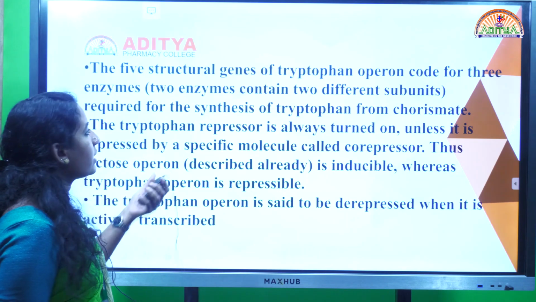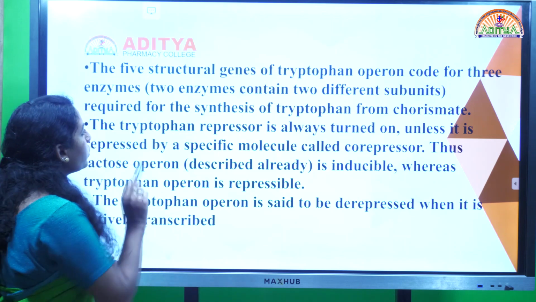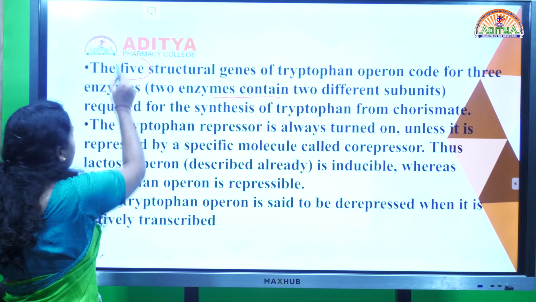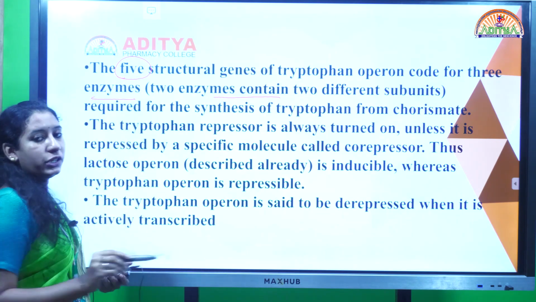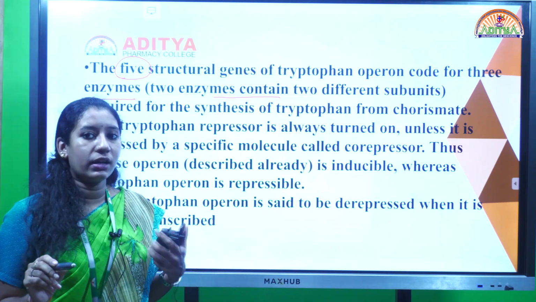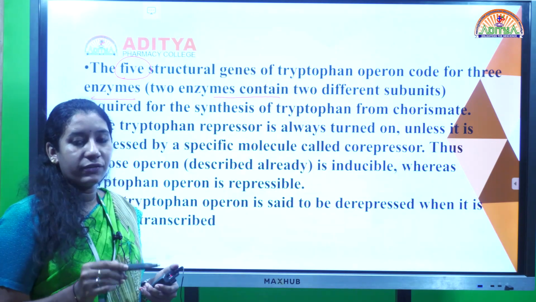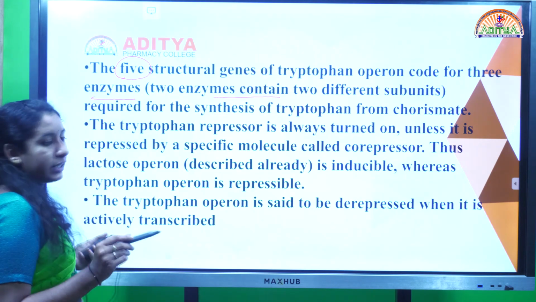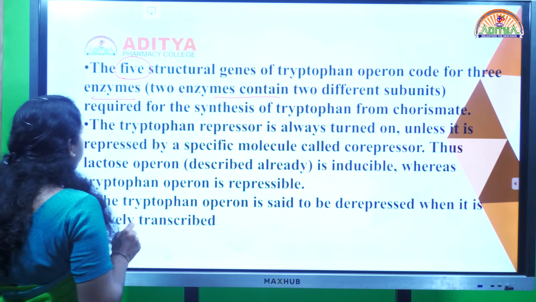So these 5 structural genes of tryptophan will encode 3 types of enzymes, and 2 of the enzymes will contain 2 different subunits. Okay. If we see the lac operon, the 3 types of structural genes encode 3 different enzymes. And here the tryptophan operon encodes 3 types of enzymes, and 2 enzymes contain 2 subunits.